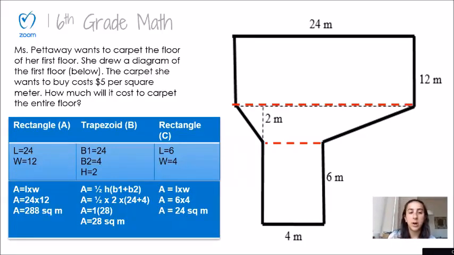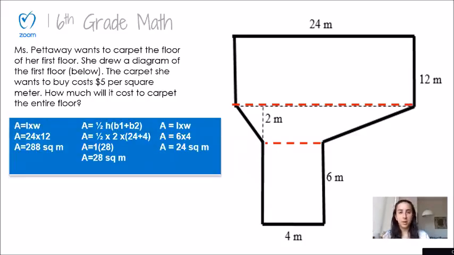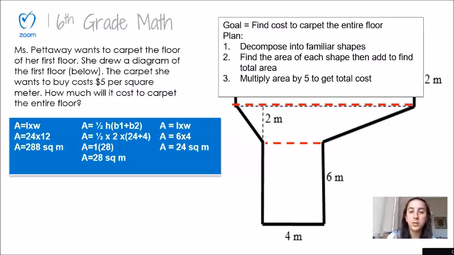Then when I substituted all of these values into the correct formulas, you can see I got 288 square meters for rectangle A, 28 square meters for the trapezoid B, and 24 square meters for rectangle C. Pause the video to check your work with mine and make sure you have the 3 correct areas. But that's not all. I'm going to post the plan that we showed earlier. We have done about 1.5 steps in our plan. So with our plan there, now it's your turn to finish this problem.